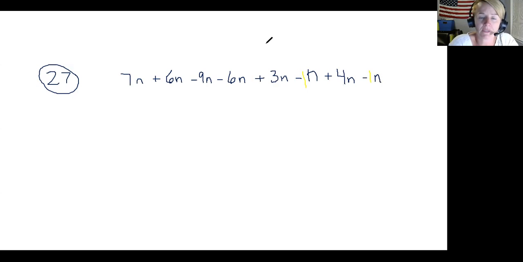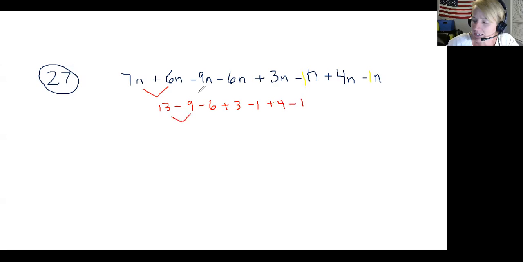The best, if you could do it in your mind and just keep it rolling and be able to do it like in a number line way, this is how you could do it. Okay, 7 plus 6 is 13. So I could just copy down minus 9 minus 6 plus 3 minus 1. Notice I'm dropping my n's just for simplicity right now. Plus 4 minus 1.